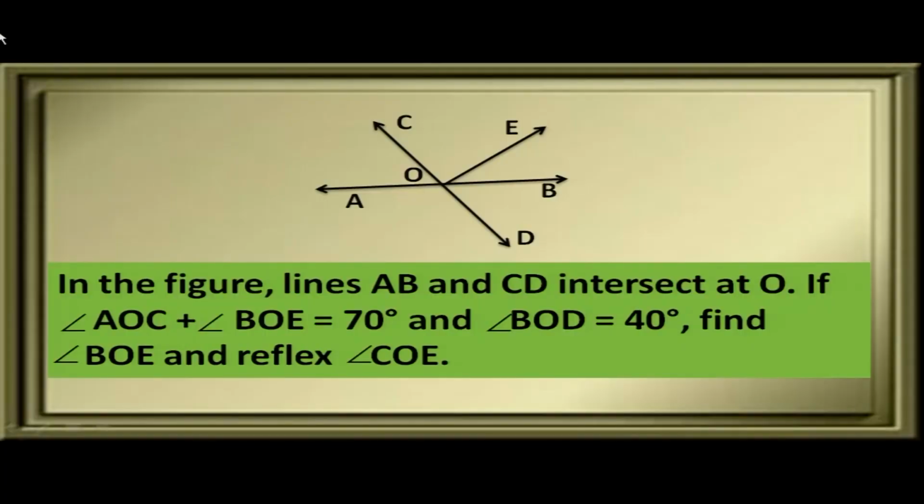Here line AB and CD intersect at O. If angle AOC and BOE is equal to 70 degrees and angle BOD is equal to 40 degrees, find angle BOC and reflex angle COE.